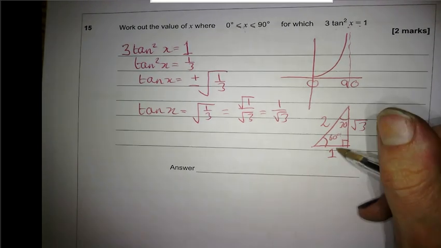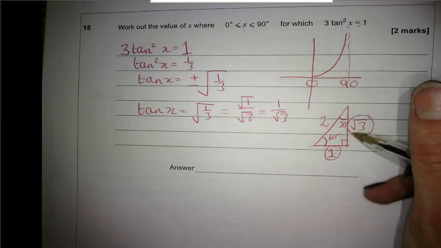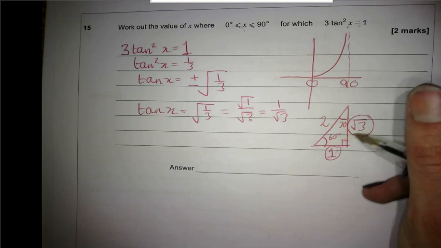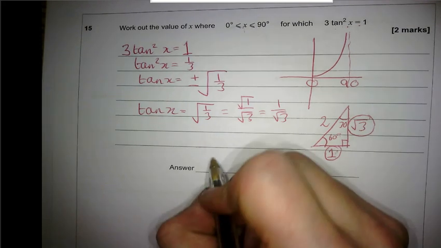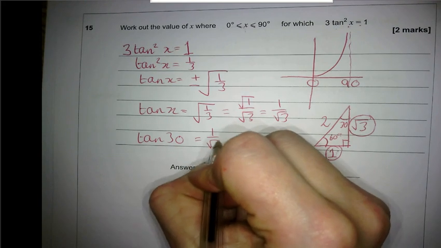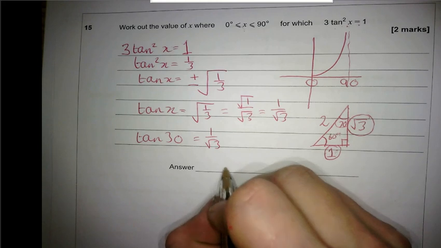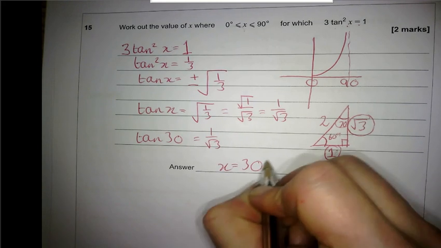1 over root 3, so I'm doing 1 over root 3. Opposite over adjacent is tan. Opposite over adjacent, this side is opposite 30. So tan of 30 is 1 over root 3, or root 3 over 3. Therefore, this angle must be 30. x must be 30. x equals 30.